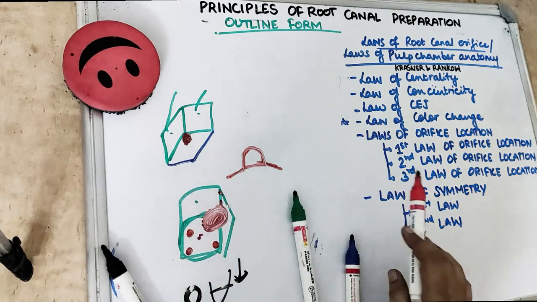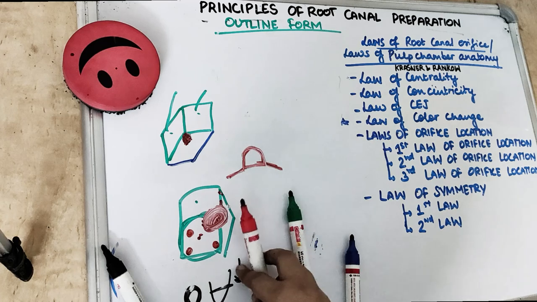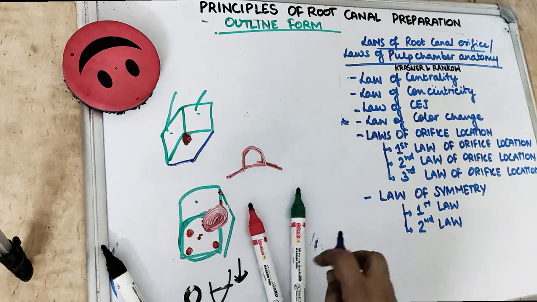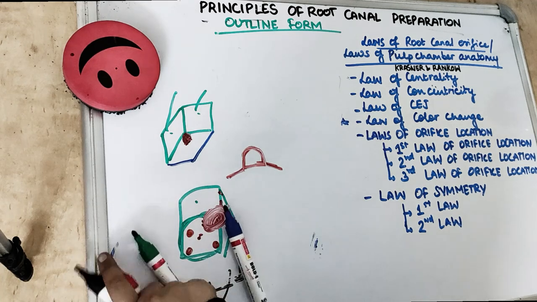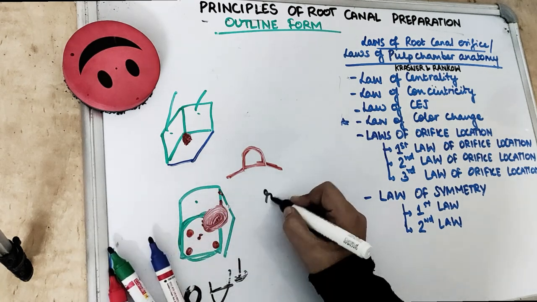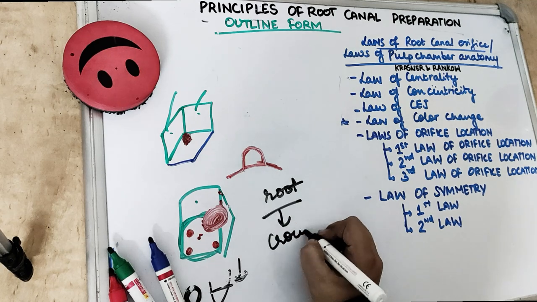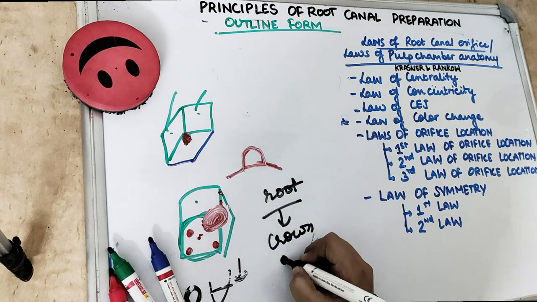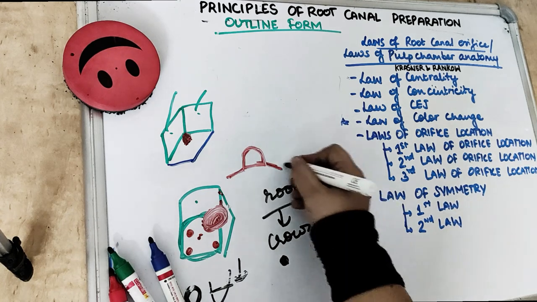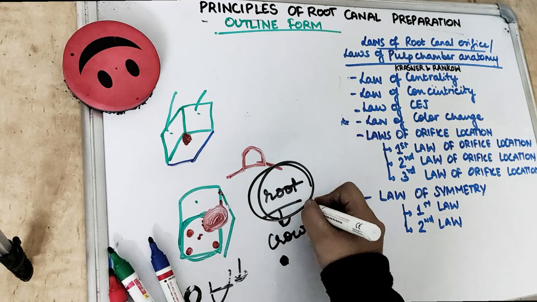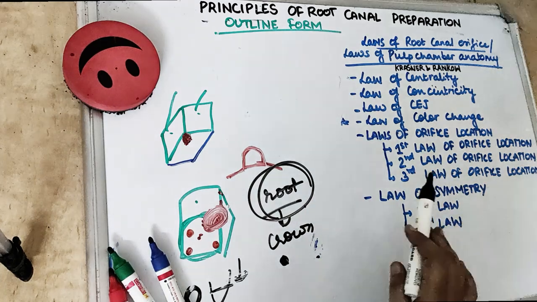Now coming to the third law of root canal orifice: the orifice is located at the terminus of the root development fusion line. So where these lines are formed, where the root is fused with the crown, right? These are the lines of the root canal. There you will find the orifice, where the fusion lines of the roots terminate. So these are the orifice location laws.